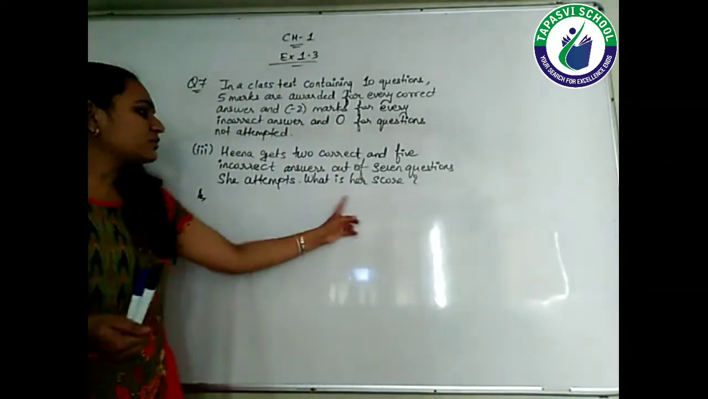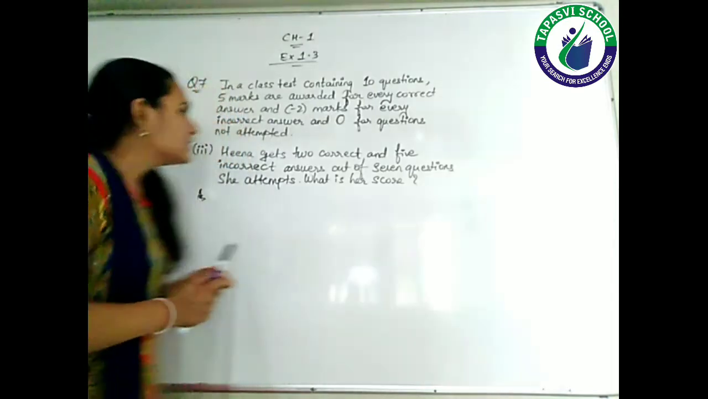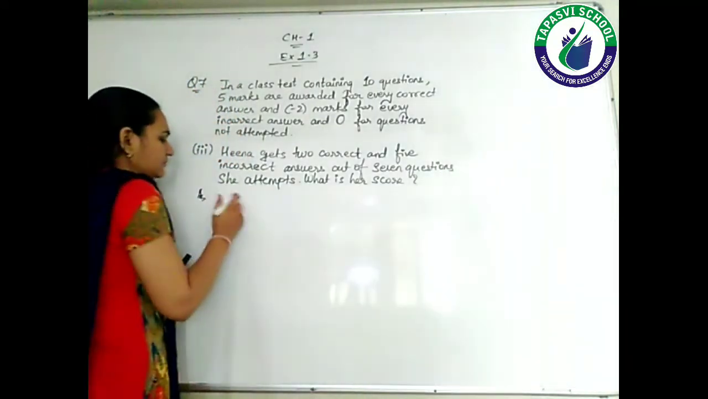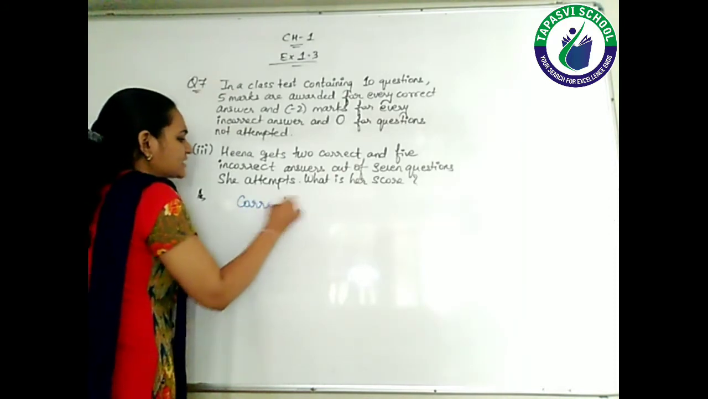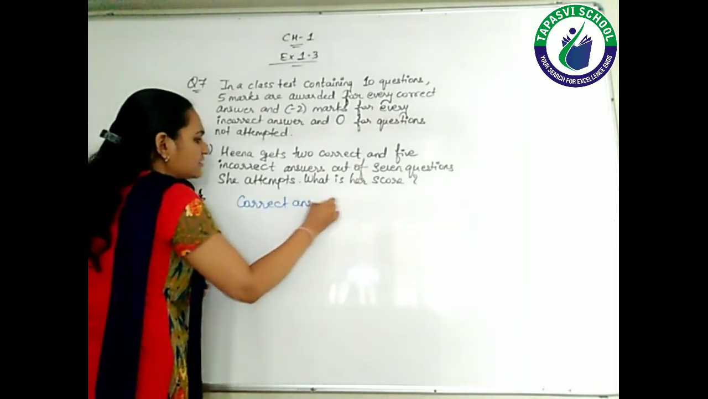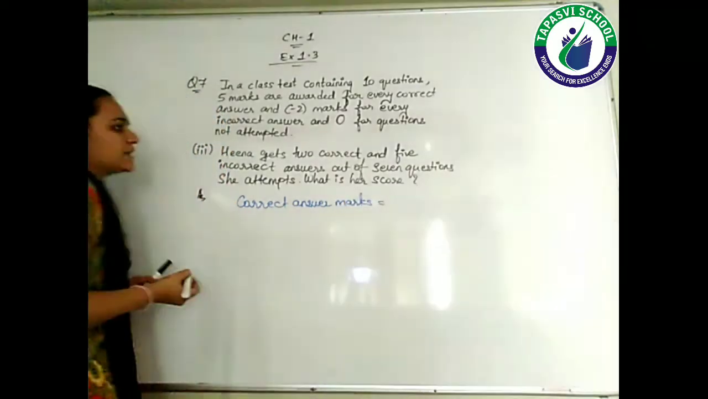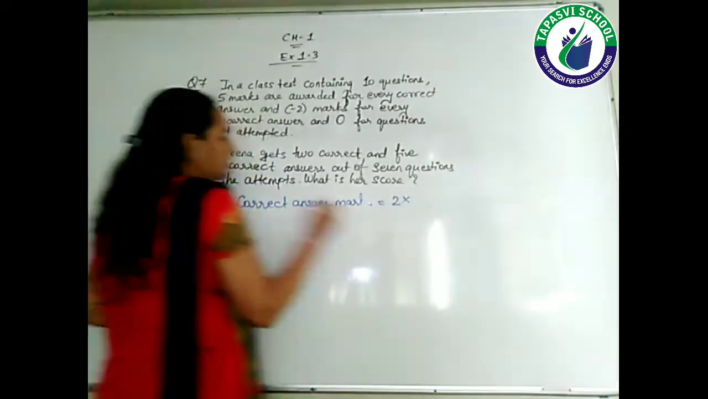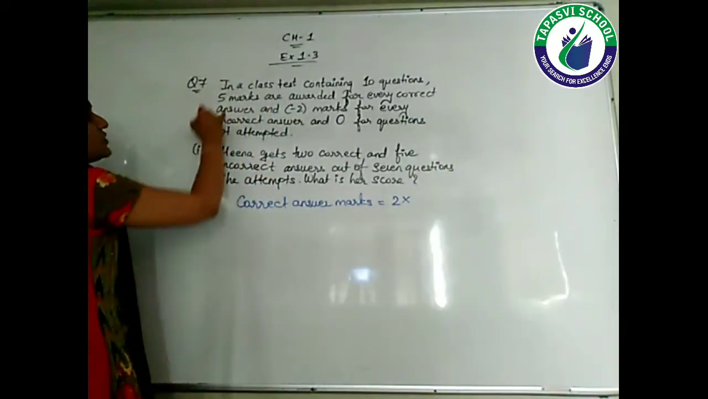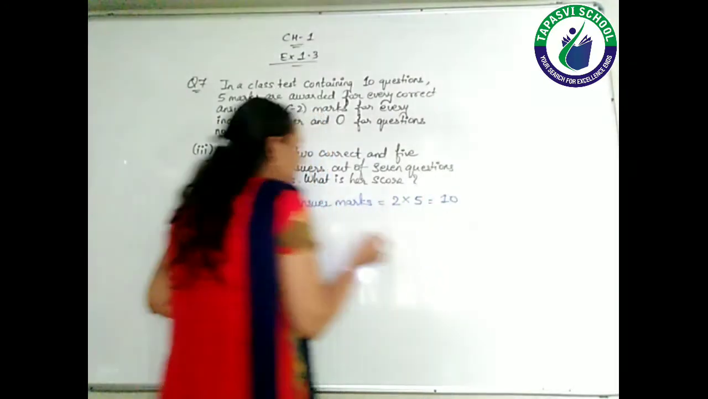So here also we have to calculate her score. So let's see the calculation, students. Correct answer marks, right? How many questions are correct? 2. And every correct answer she will be awarded with a 5. So 2 5s are 10.